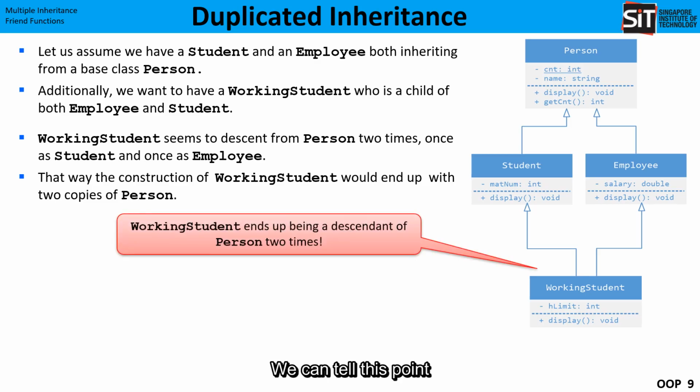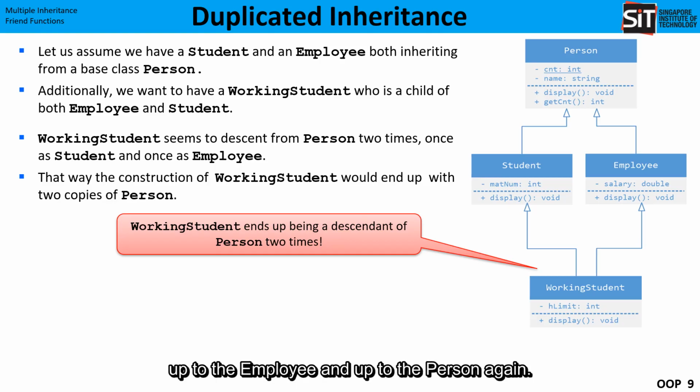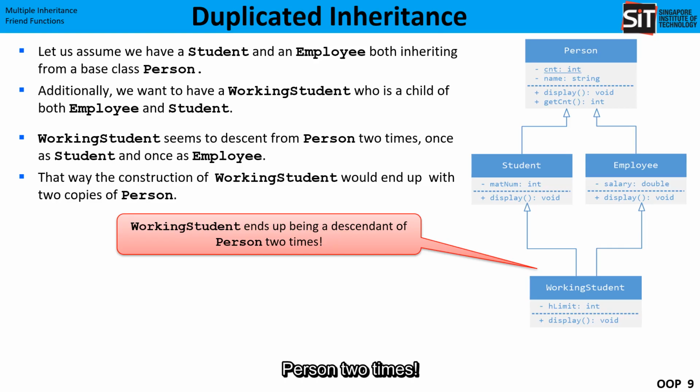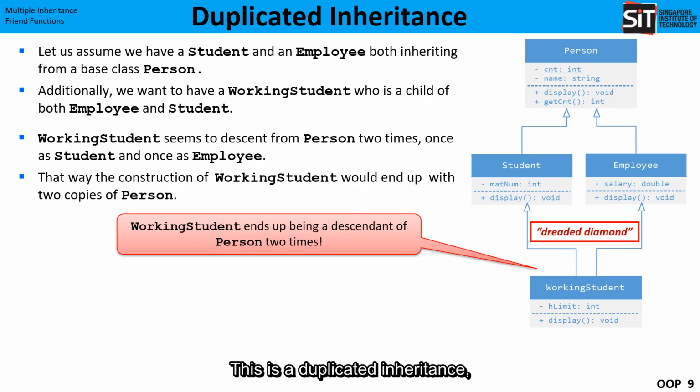We can tell this from the path going from the working student up to the student and up to the person, and another path going from working student up to the employee and up to the person again. Working student ends up being a descendant of person two times. This is a duplicated inheritance, also known as the dreaded diamond, or sometimes called the deadly diamond of death.